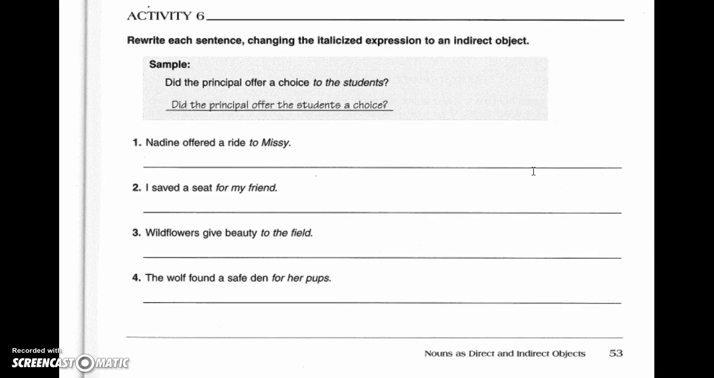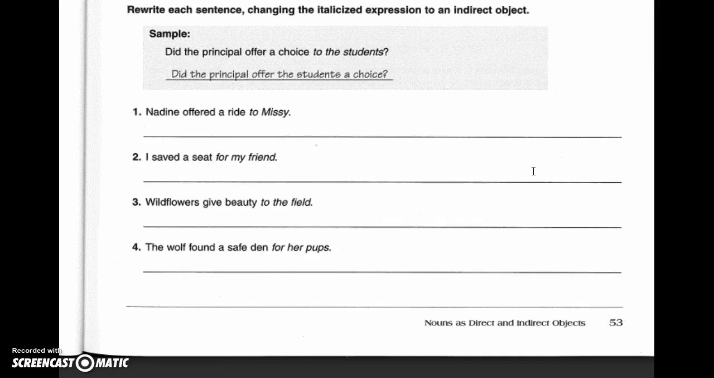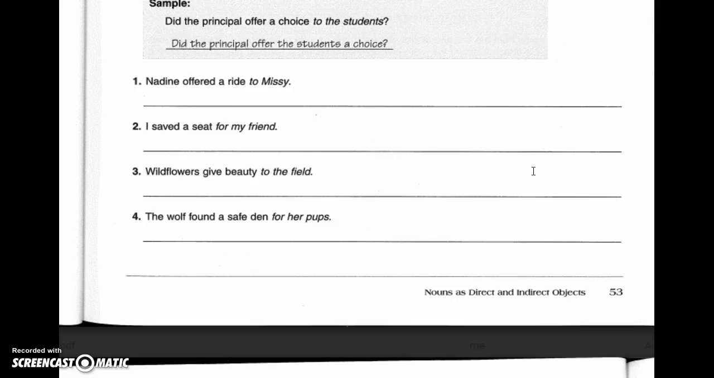Okay, activity 6 wants you to rewrite each sentence, changing what you see in italics to an indirect object. Again, this is going to help us in our writing when we start using more interesting sentences and making them a little bit more fluent in our writing. So the sample said, did the principal offer a choice to the students? You can rewrite that to say, did the principal offer the students a choice? And you're using the students as an indirect object. So for activity 6, we're going to be doing numbers 1 through 10, pausing when we need to.